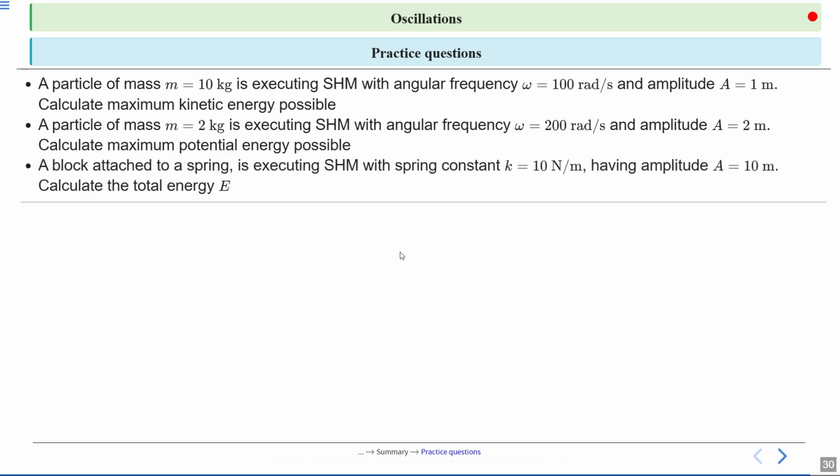A block attached to a spring is executing simple harmonic motion with spring constant k equal to 10 Newton per meter, having amplitude A equal to 10 meter. Calculate the total energy E. So here you have to find out the total energy E. Alright.